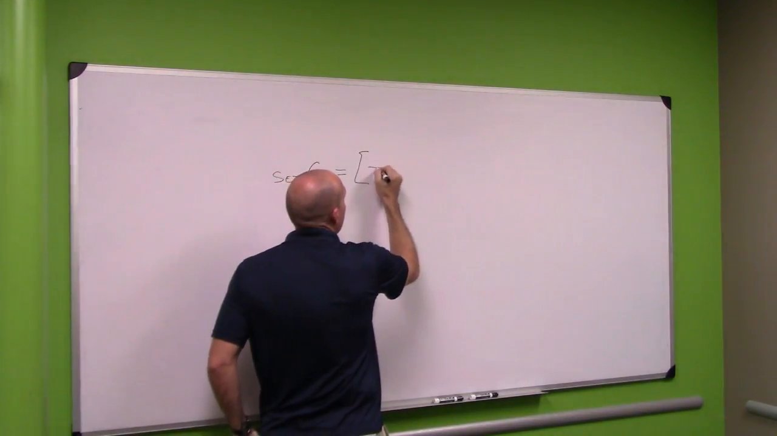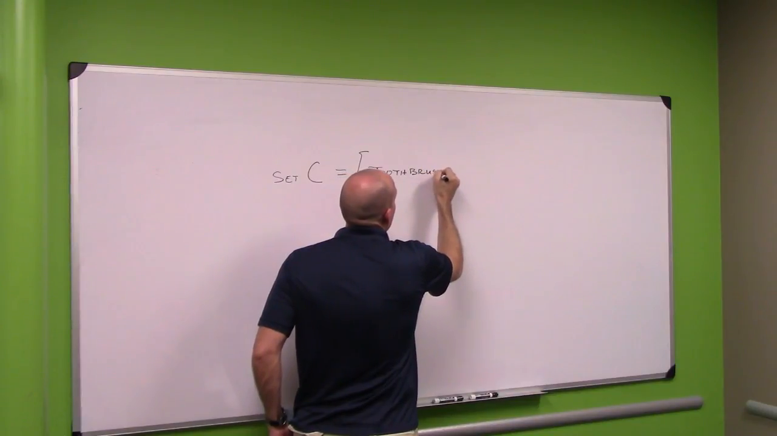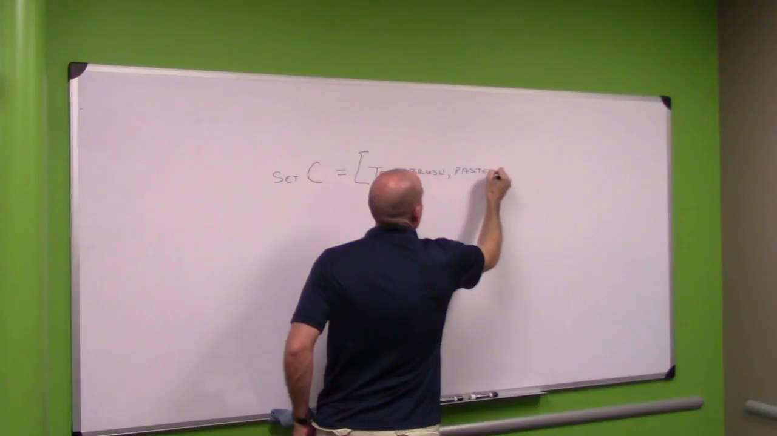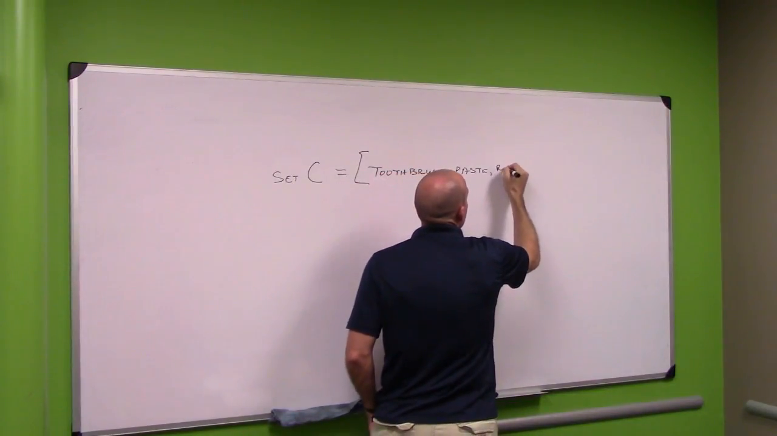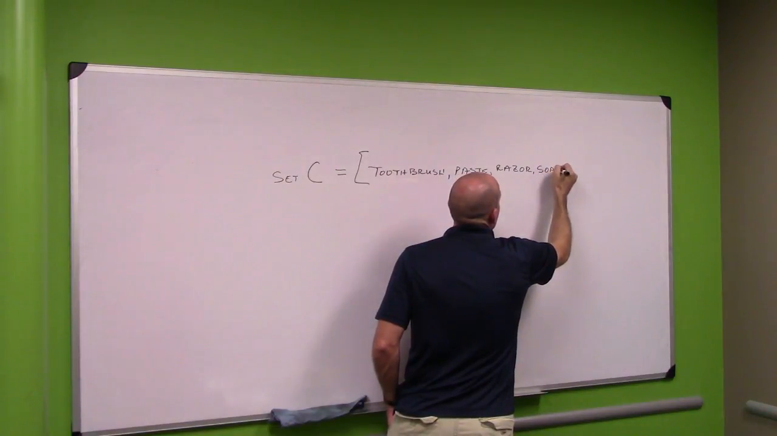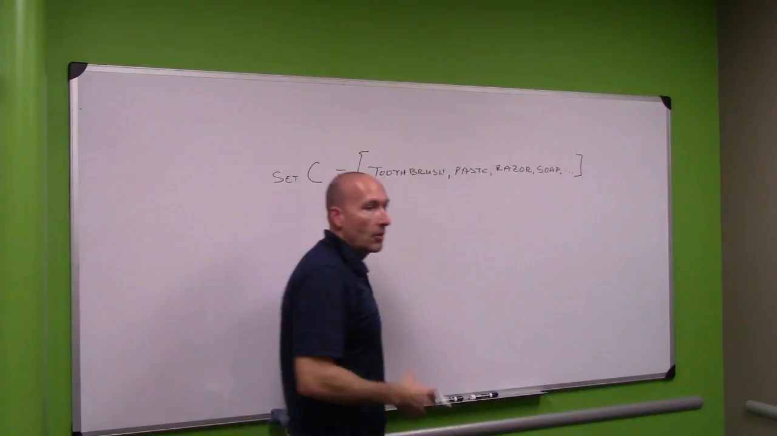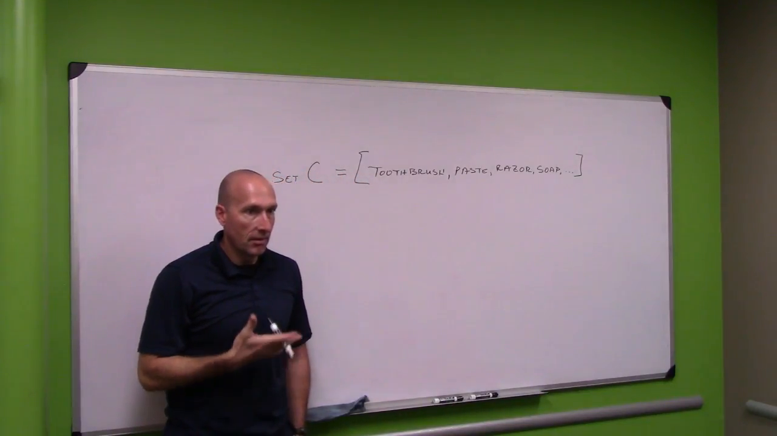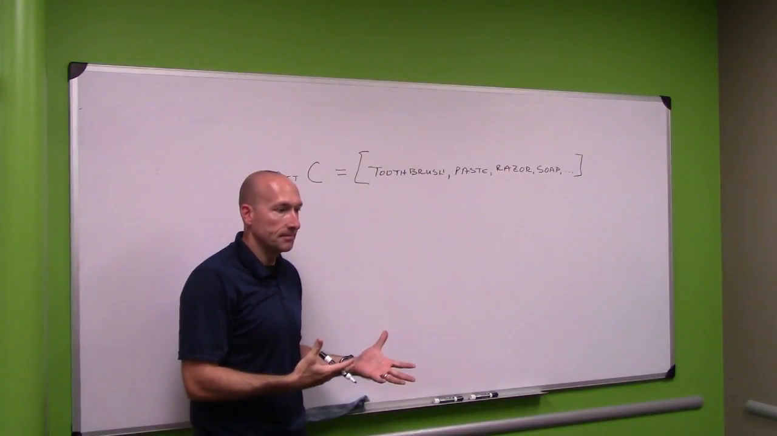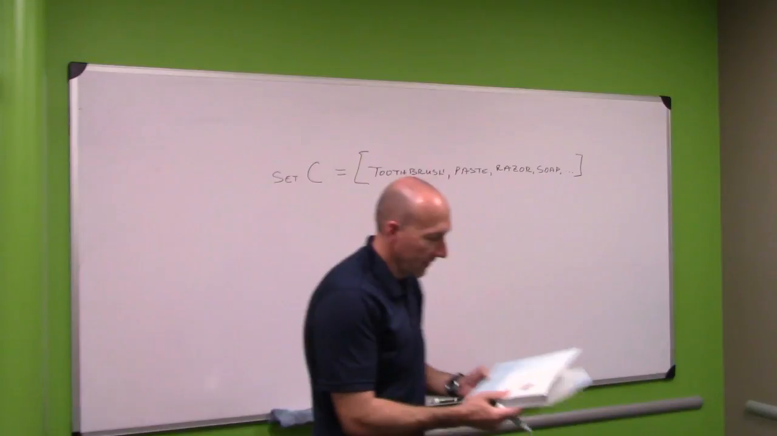So we will have the toothbrush, the toothpaste, the razor, soap, and so on. And then you close the brackets. Those are all the elements of that basket. What is it that is contained within that basket? Does that make sense? Easy enough, right?